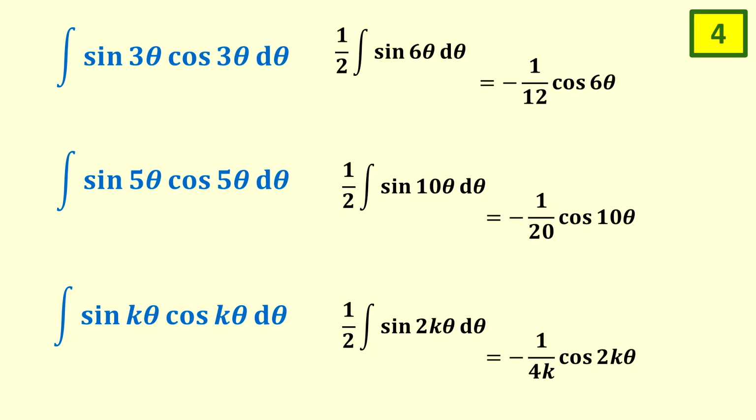And if you look at the 2 previous examples, you can see that the denominator of the fraction is indeed 4 times bigger than the number of thetas in the original integral. So that's why there's a 4k on the denominator.